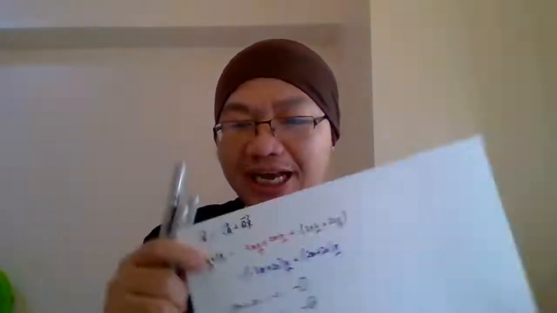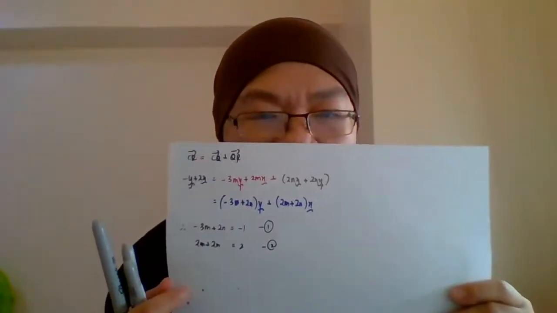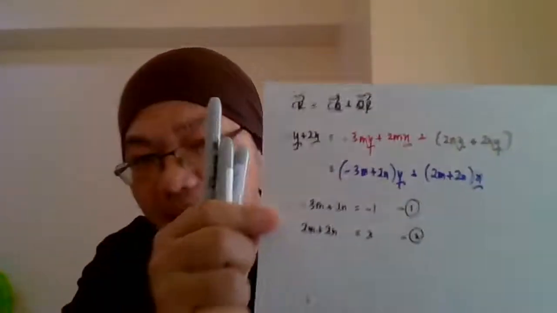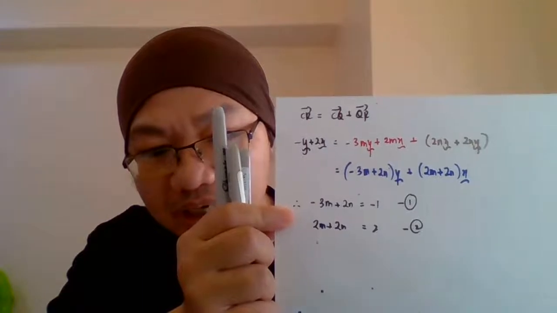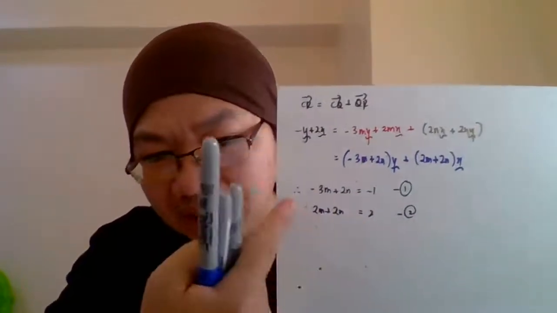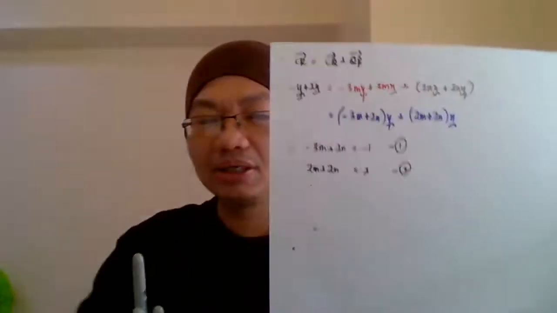As usual, the final question here. Tell me what is your m and n now? What is the answer for m and n? Please calculate for me. Negative 3m plus 2n equals negative 1, and 2m plus 2n equals 2. Actually this second one we can simplify, it becomes m plus n equals 1. So calculate for me. That will be the end of the question, 5 marks, while we are waiting.